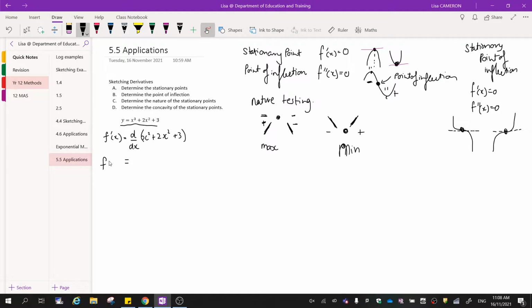Which means that the first derivative of this function is going to be 3x squared plus 4x. This last 3 has got no x's to give, so it just goes away. Okay, now the next thing I'm going to do to determine the stationary point is let the first derivative equal 0. So this is going to require us to use factorizing.